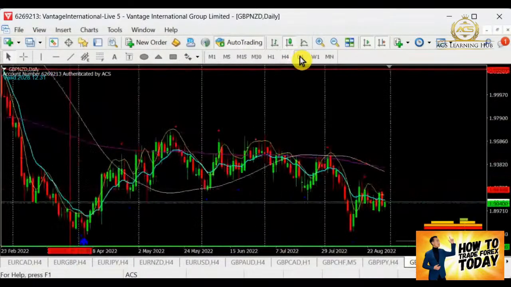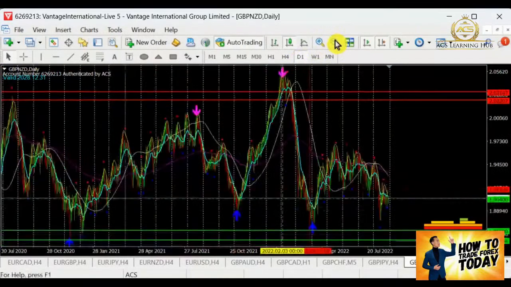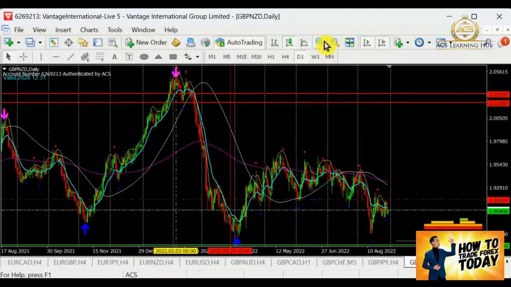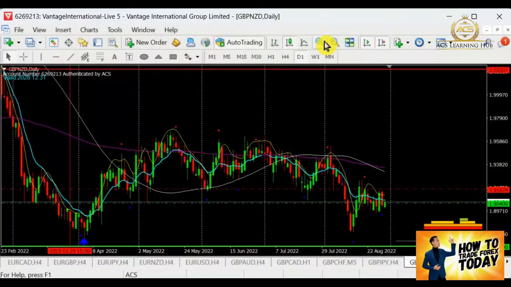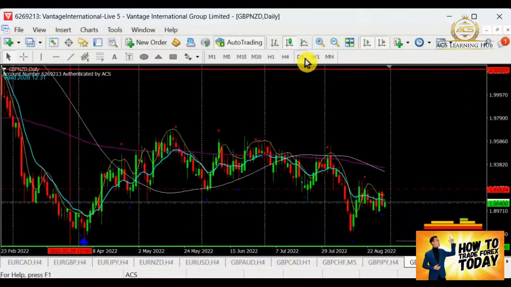Next thing to go for is pound kiwi. Let's take a look. Pound kiwi is very choppy over here. So at the moment, for pound kiwi, we will actually look at this pound kiwi as a buy. Tentatively I wouldn't want to sell it, so I'm going to keep it simple.